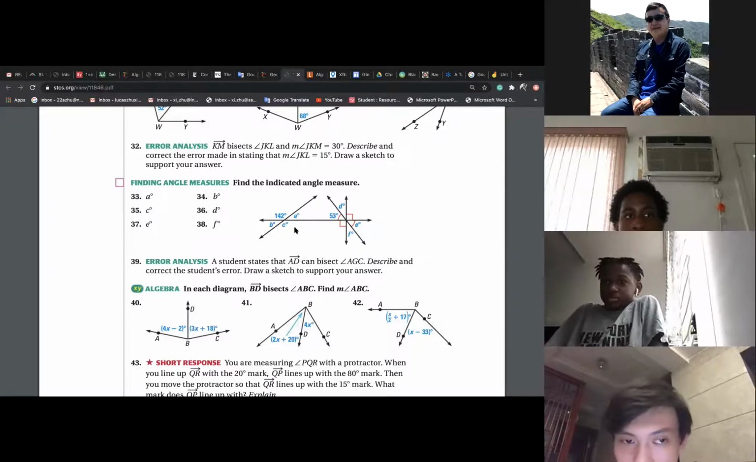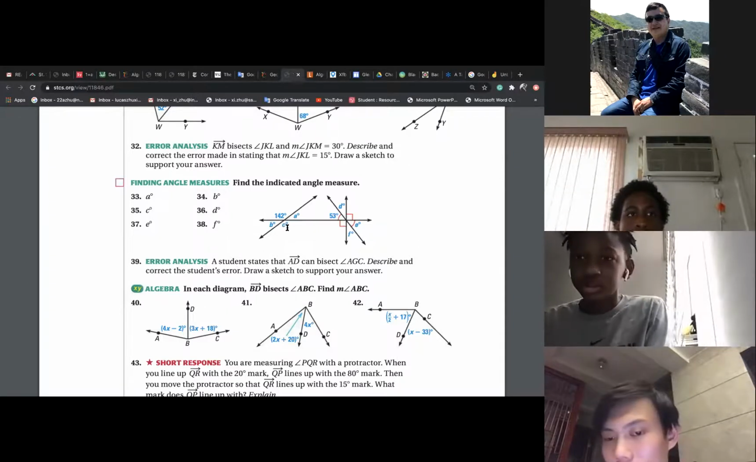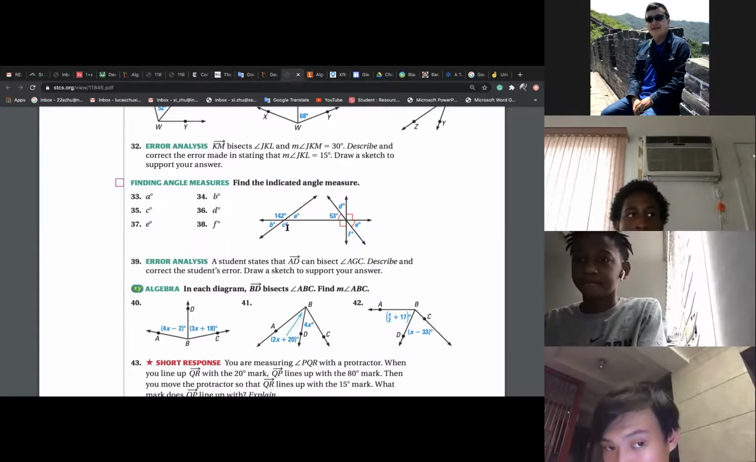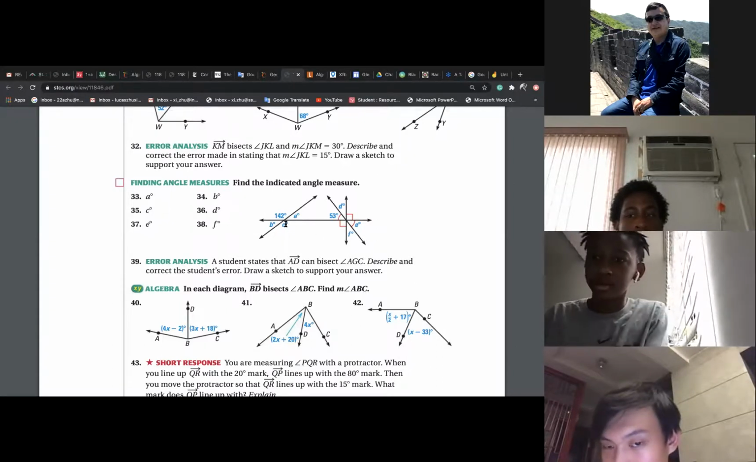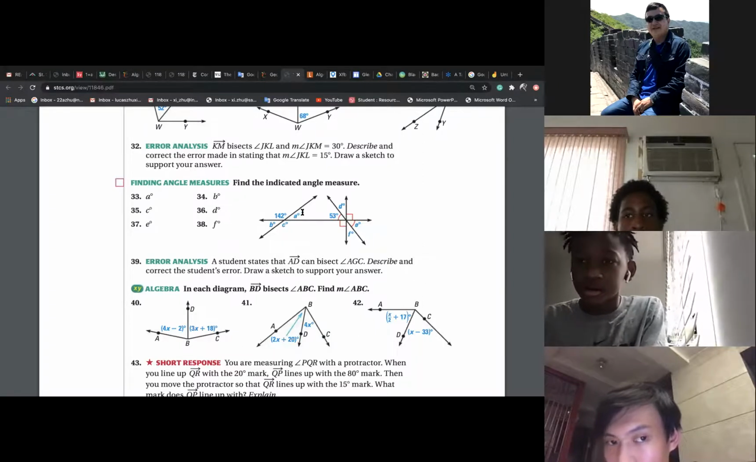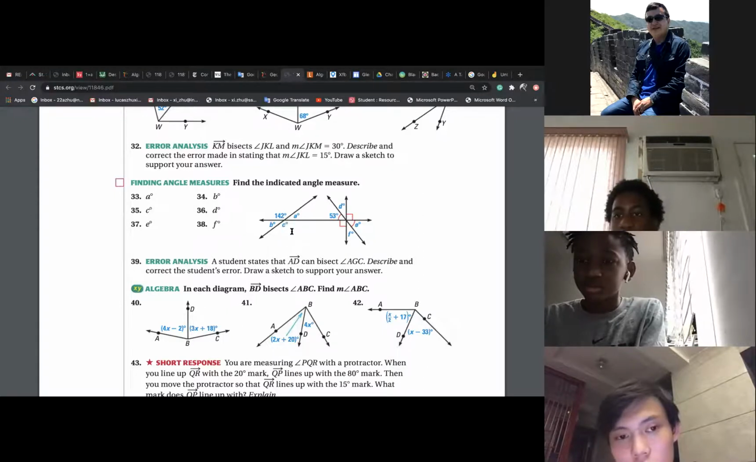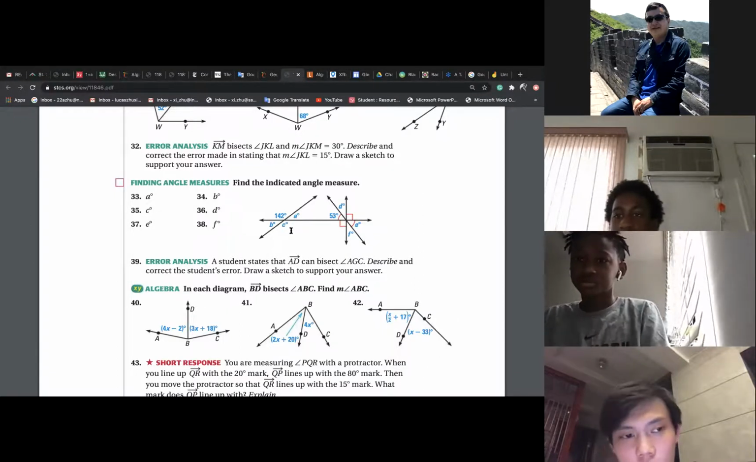Then what's C? C was 38, remember? Are you sure that's 38? No. 38 should be an acute angle, right? But this is obviously an obtuse angle. 142. Yep, it is 142.